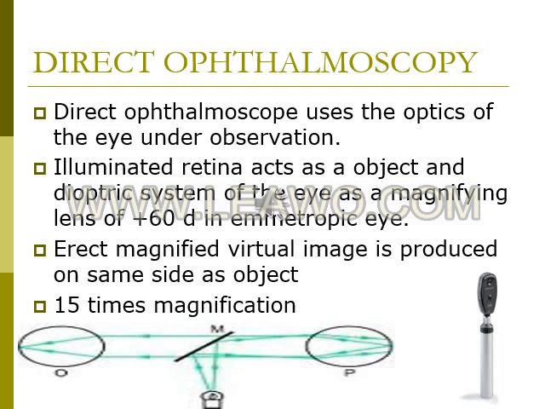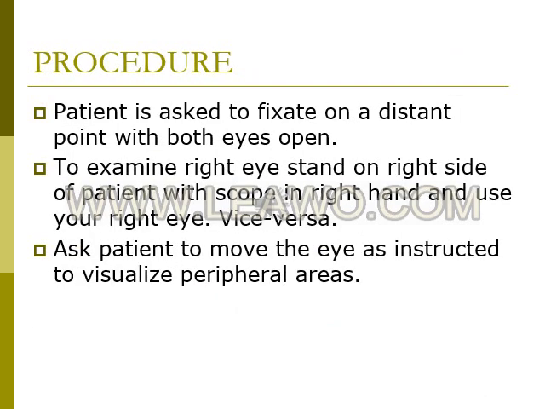Direct ophthalmoscopy uses the optics of the eye under observation. The illuminated retina acts as an object and the dioptric system of the eye as a magnifying lens of plus 60D in the emmetropic eye. An erect, magnified, virtual image is produced on the same side as the object with a magnification of 15 times.